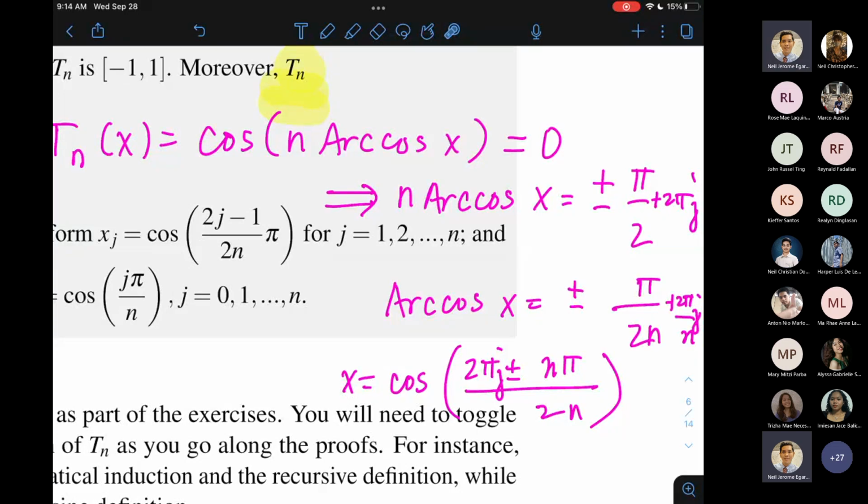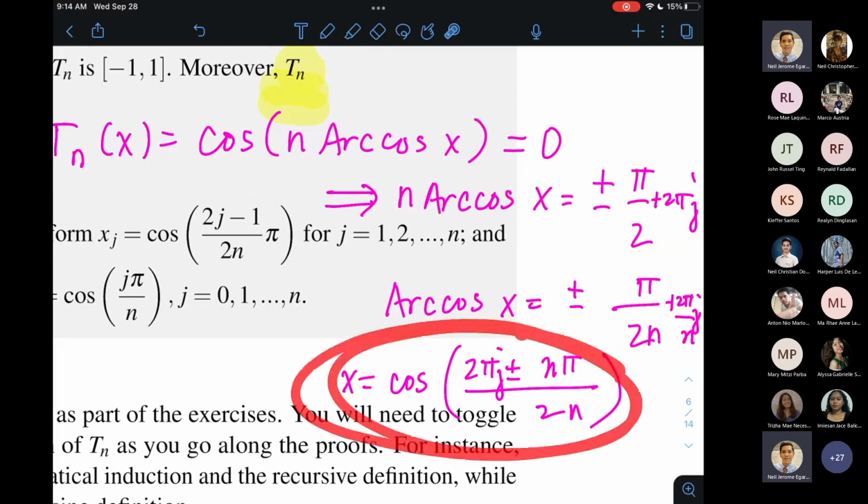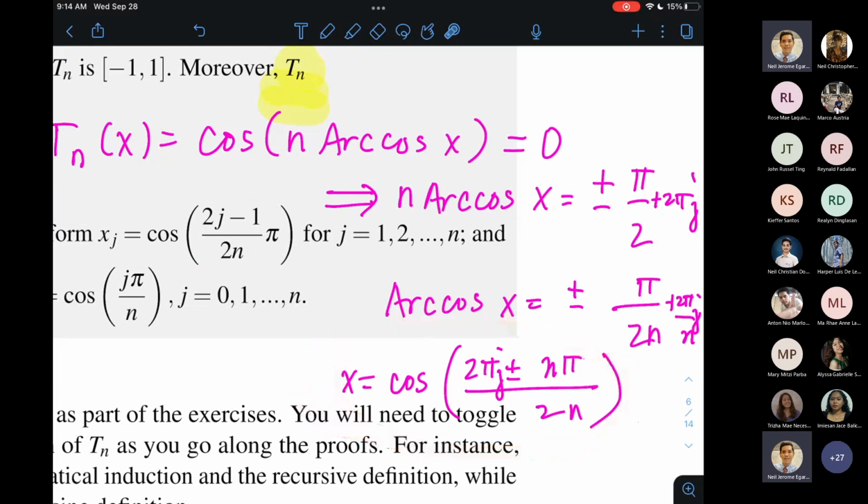Any ideas? Bakit natanggal yung plus? Kasi sabi dito 2j minus 1 over 2n times pi. Eto na yung meron tayo. Hopefully tama na yung algebra ko dito. Ang pinagkaiba lang nila ay nawala na yung positive. Bakit nawala yung positive?